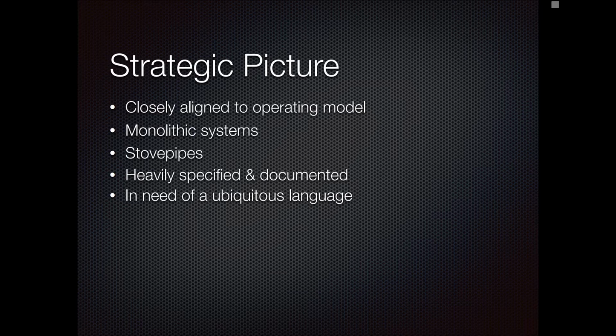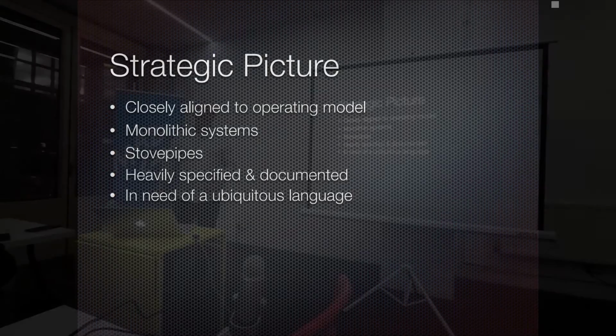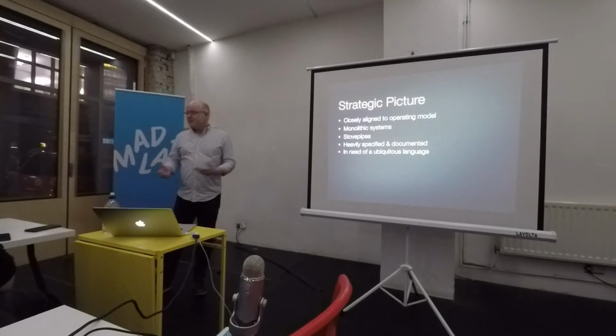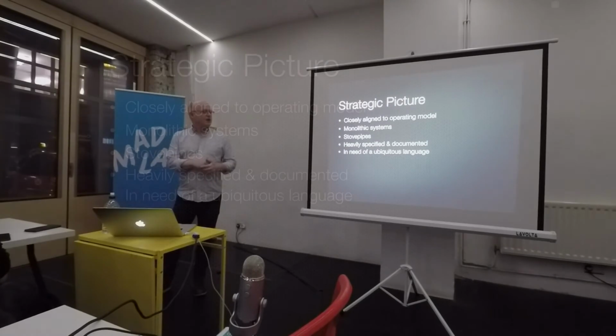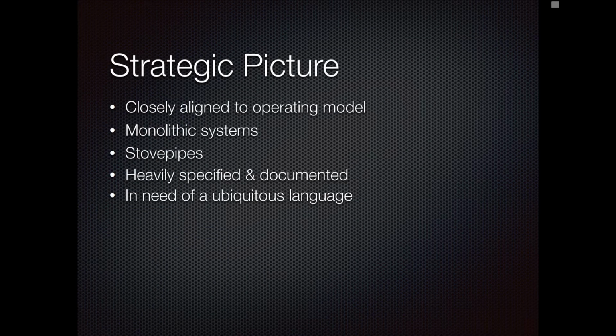The last one is quite interesting. I find these strategic pictures always tend to be crying out for a ubiquitous language. So this is another feature of domain-driven design that I think is quite well known by most people who get involved in it, and also people who do things like behaviour-driven development. They tend to start to surface a ubiquitous language, and people start to find that quite a useful thing and don't want to let go of it once it's happened.